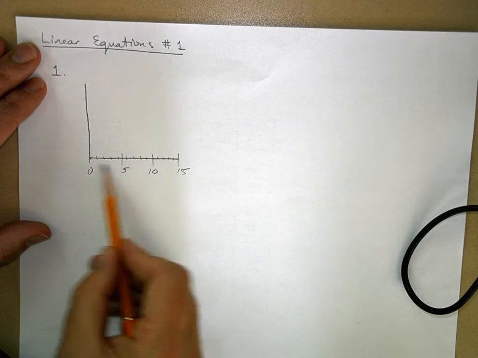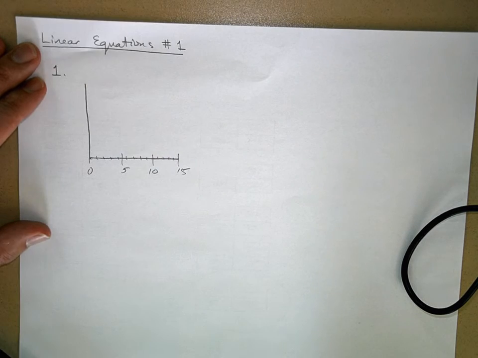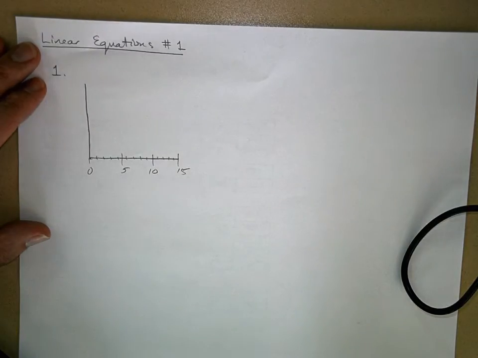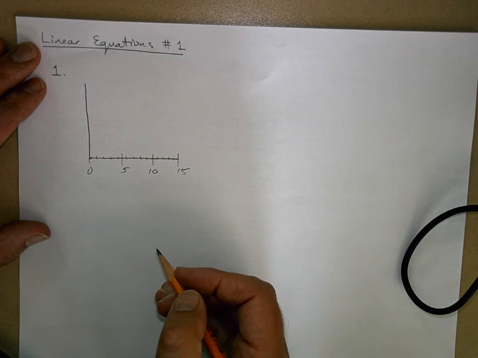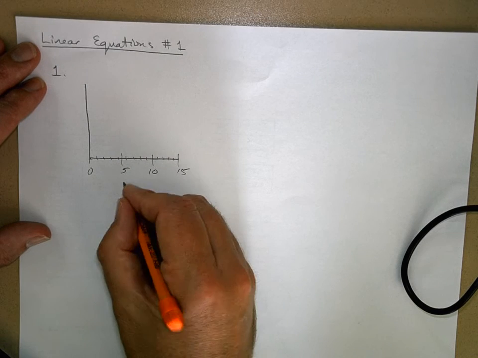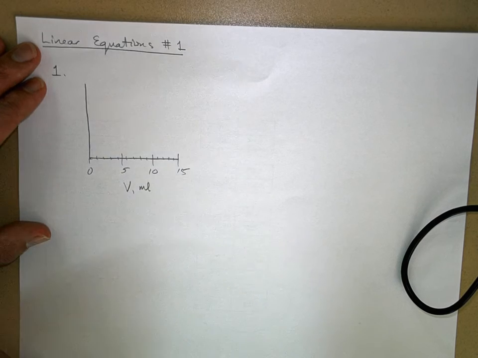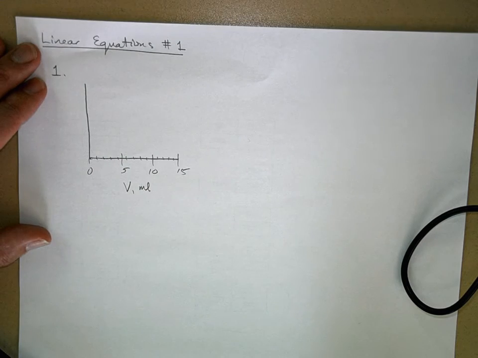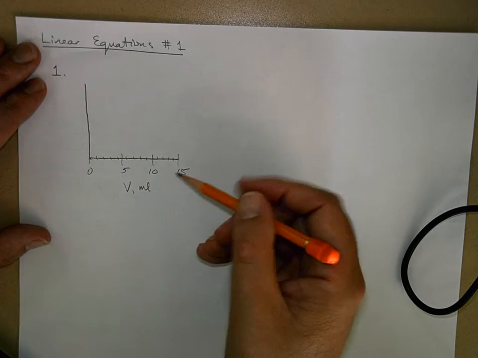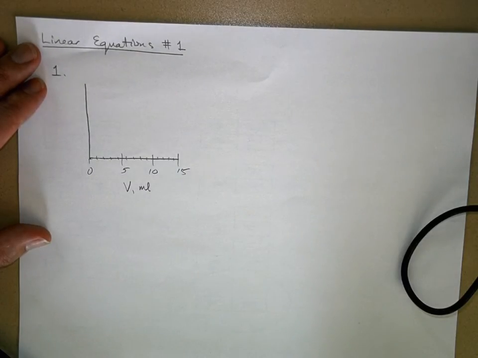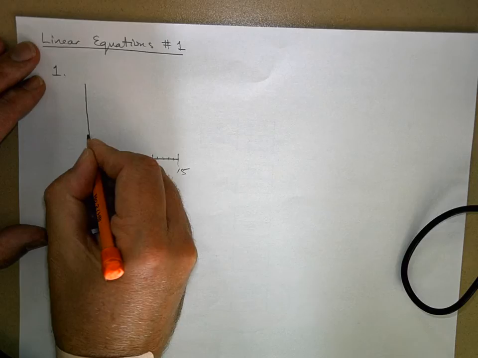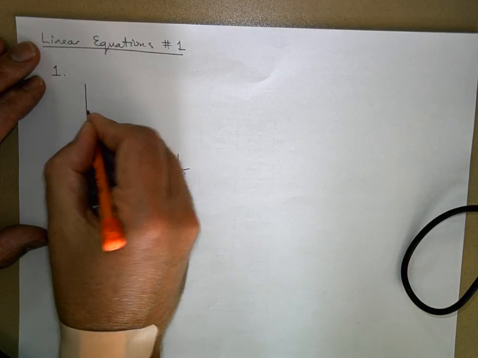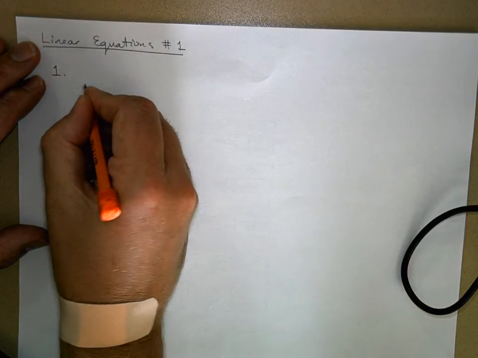So notice you don't have to put a number next to each increment. You know, you can go 2, 4, 6, 8. I don't care. Just make it easy on yourself. And then it's volume in milliliters. Okay, so there we go. And then the mass in grams was from 0 to 60, so I'll just go 10, 20, 30, 40, 50, 60.